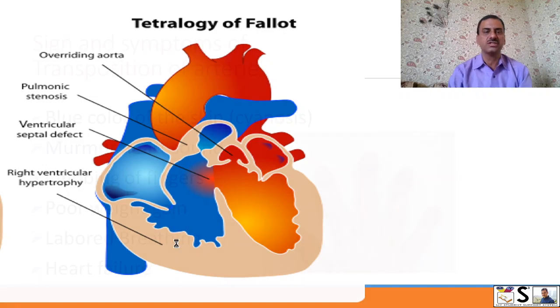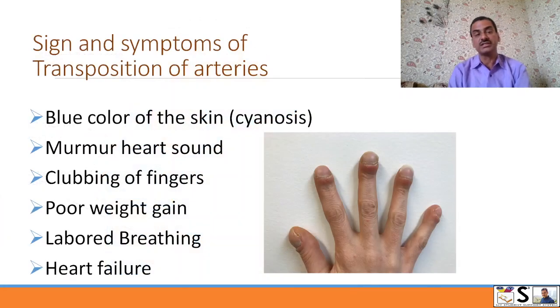Okay, so this is tetralogy of Fallot. So what are the signs and symptoms of this disease? Number one, bluish discoloration of skin, that is cyanosis. Murmur, heart sound, clubbing of fingers. This is due to hypoxia of tissues. Poor weight gain, labored breathing, and ultimately, if not treated, heart failure may occur.